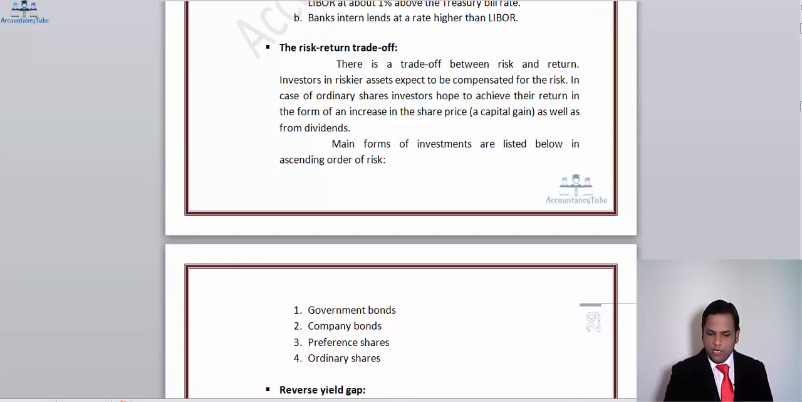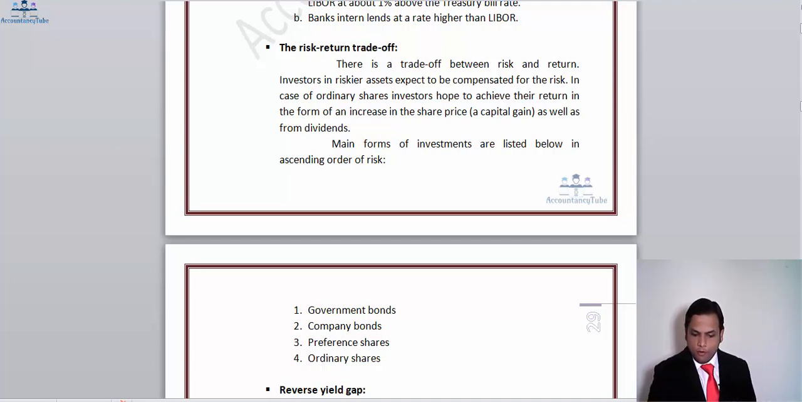Then we've got the risk and return trade-off. There is a trade-off between risk and return. Investors in a riskier asset expect to be compensated for the risk. In the case of ordinary shares, investors hope to achieve their return in the form of an increase in the share price, as well as from dividends. The main forms of investments are listed below in ascending order of risk.